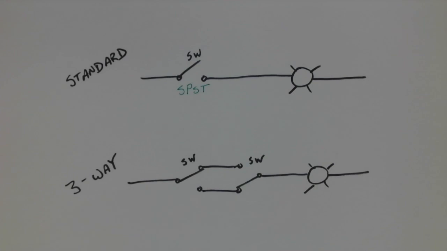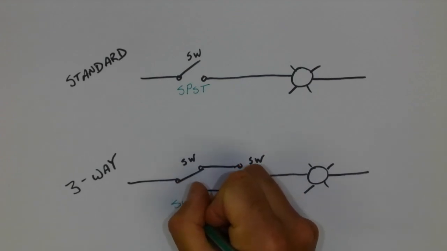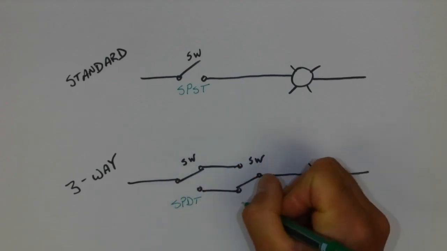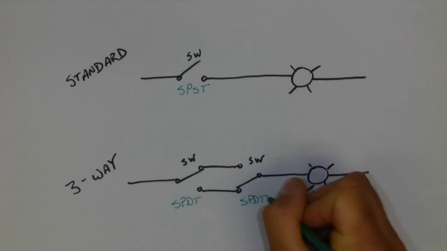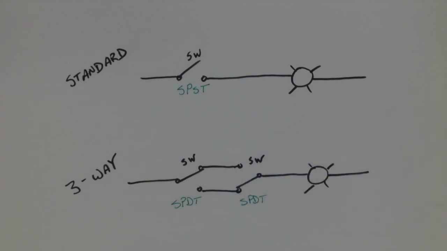On the circuit down below, what we're using is two separate three-way switches, which are known as single pole double throw. And what that means is that we can control the light independently from two different locations.